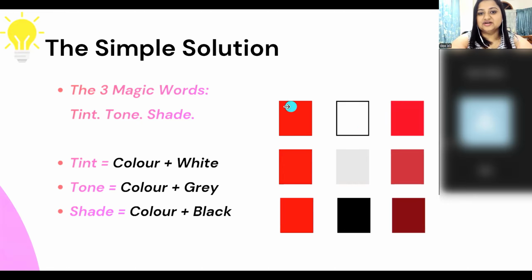And when you mix the main color with white, you get the tint. When you mix the main color with gray, you get the tone. And when you mix the main color with black or darker shades too, you get a shade, okay? So I hope these three terms are clear.